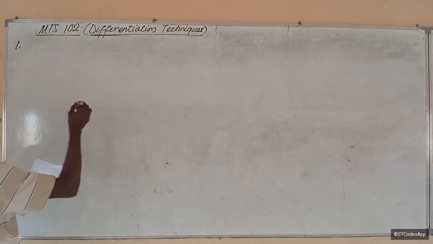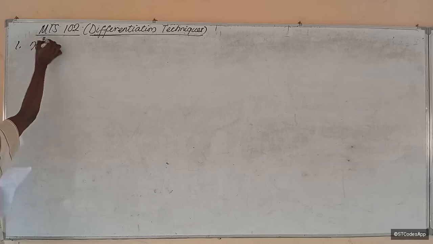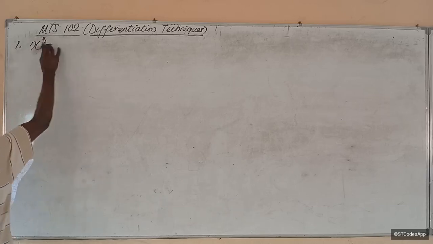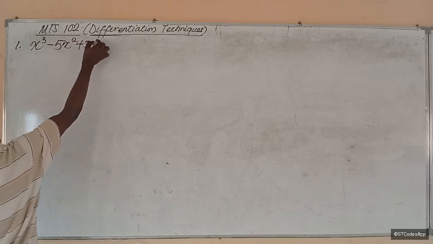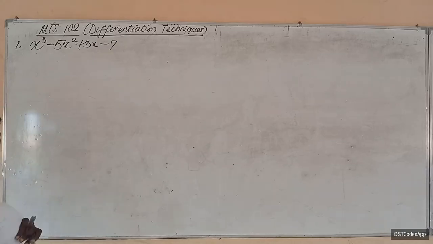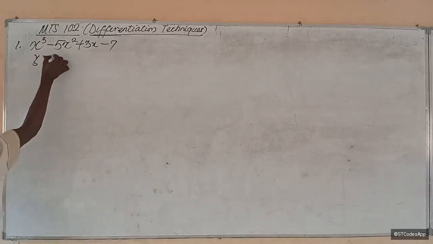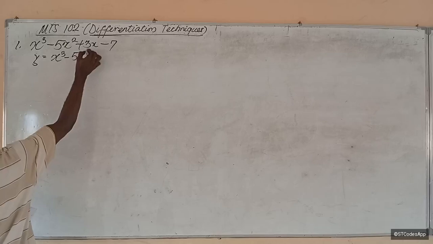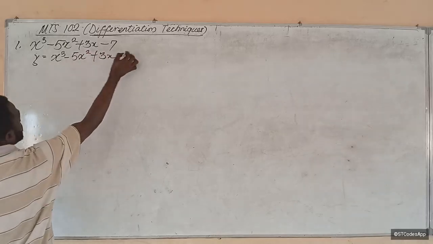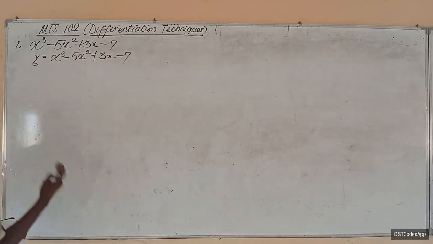It says x raised to the power 3 minus 5x squared plus 3x minus 7. So it says that our function y is equal to x raised to the power 3 minus 5x squared plus 3x minus 7. So what do you do here?